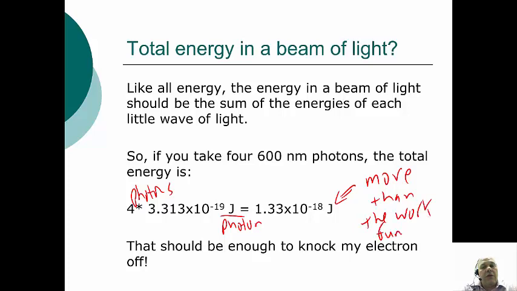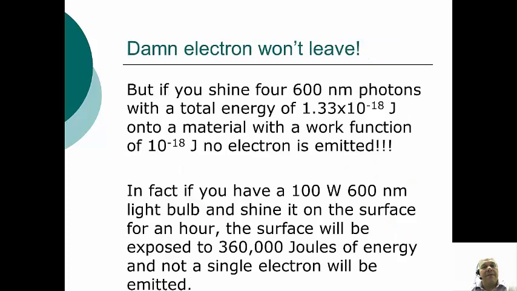So if the world, at least the world of molecules and photons, was continuous, that should be enough to knock the electron off. In fact, remember, our world of electrons and photons is quantized. So even though 4 600 nanometer photons has enough energy, each individual photon itself does not have enough energy to move the electron out of its original orbit into its next available orbit. So in fact, there's no absorption of the light.